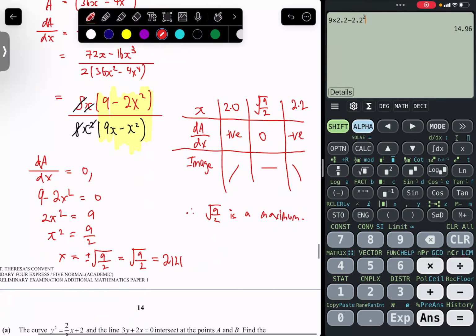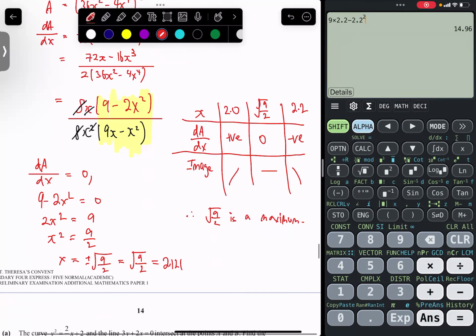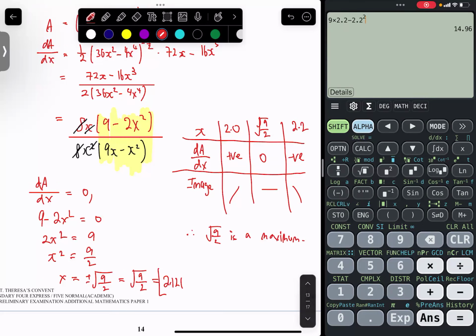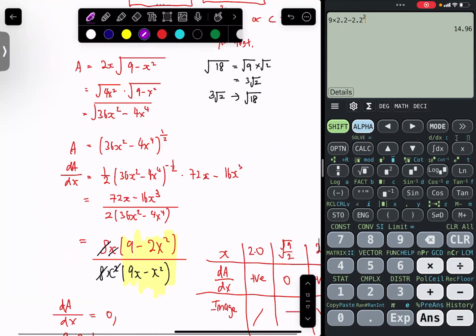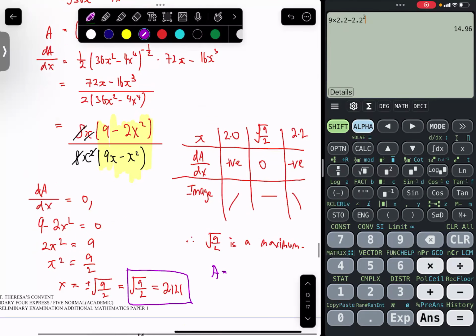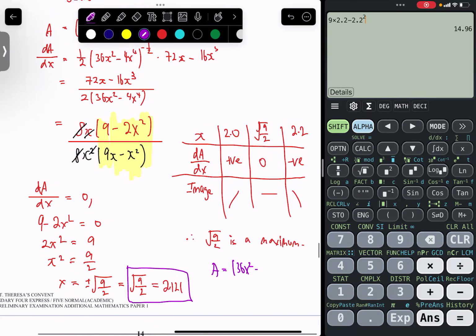Sorry, I think I forgot to find something as well. They ask for the stationary point. So for the stationary point, the x value is this one, no change. But now I want to find A. A equals what? A equals 36x squared minus 4x to the power 4, all to the power half.